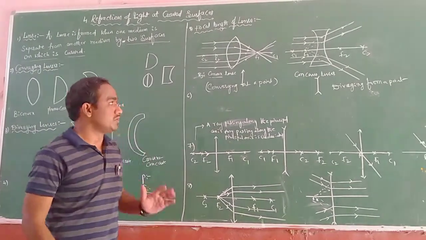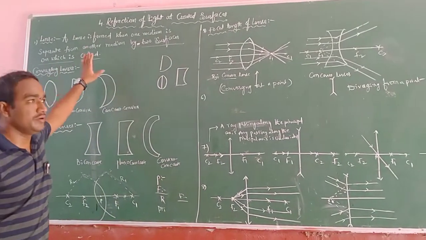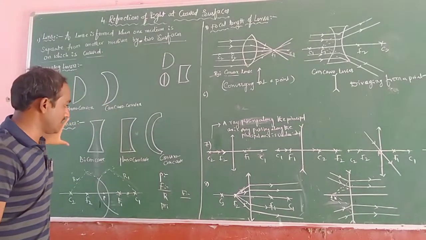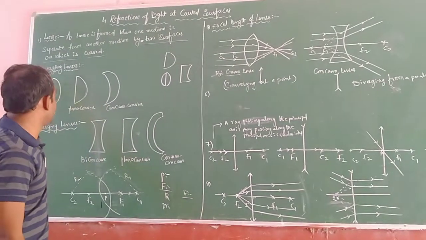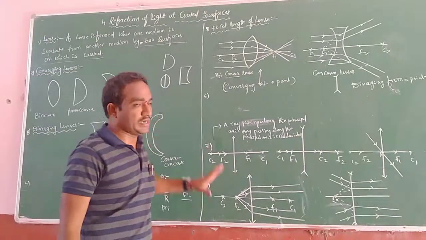So that's today's topic, and it is very important from an examination point of view. What is the definition of a lens? How many types of lenses are there? And which type of lens has the property of converging or diverging, based on ray diagrams?